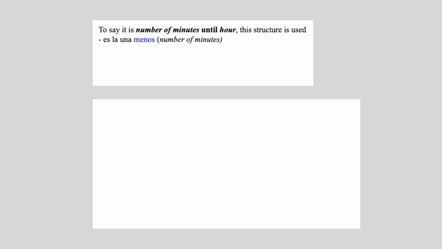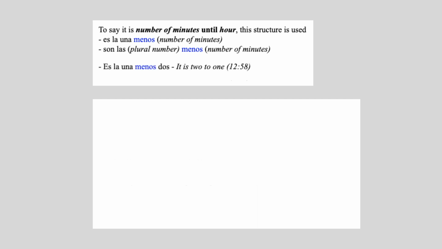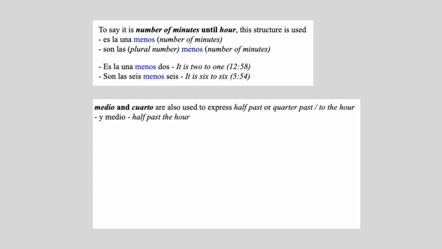To say the number of minutes until the hour, we use this structure. Es la 1:2. Son las 6:6. Medio and cuarto are used to express half past, quarter past, or quarter to the hour.